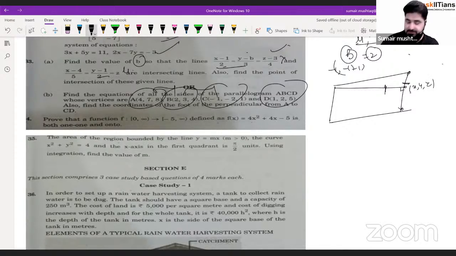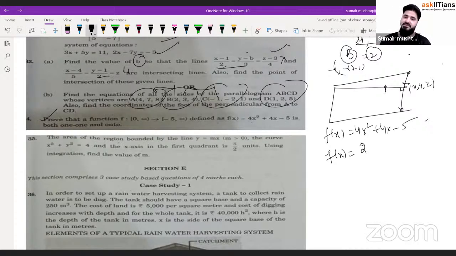Accordingly, do this question. Now you have the next question: f of x is equal to 4x square plus 4x minus 5. Okay, how to get this? I will change this in the form of completion of squares, right?